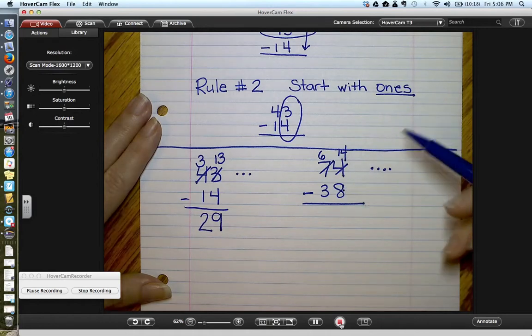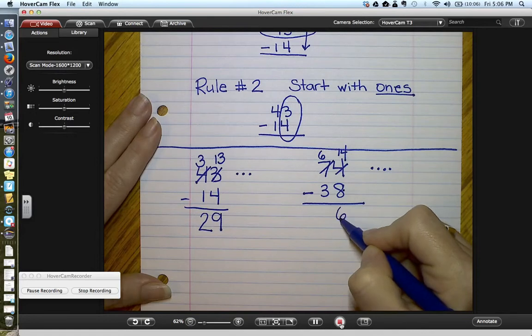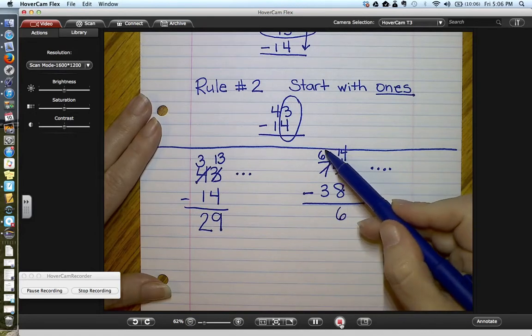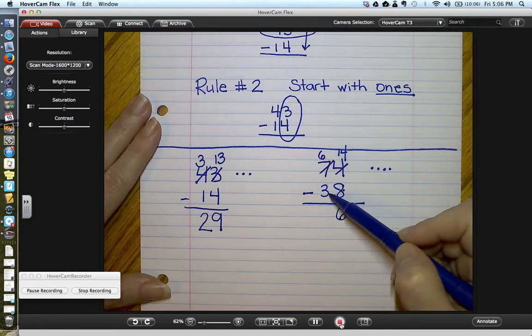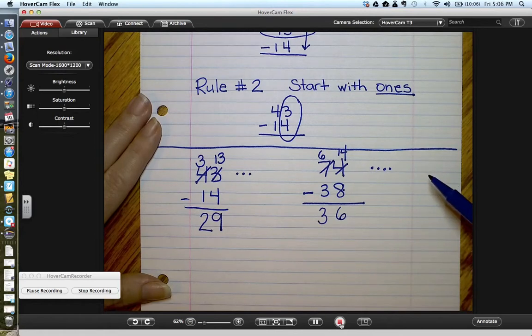Write it if you know it. That's 6. But we're not done. Make sure you finish your tens column. Now you have a 6 minus 3. And that's 3. So your answer here is 36.